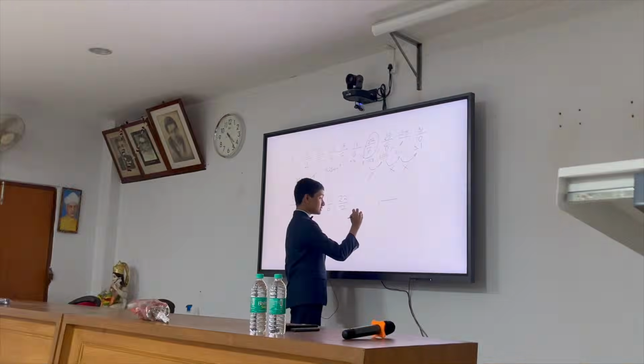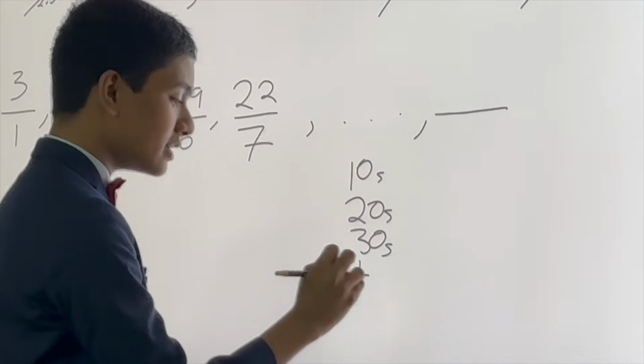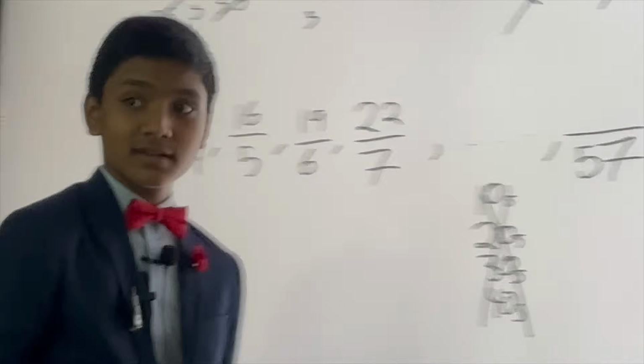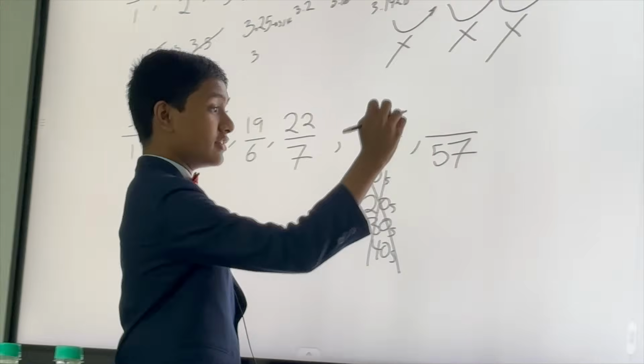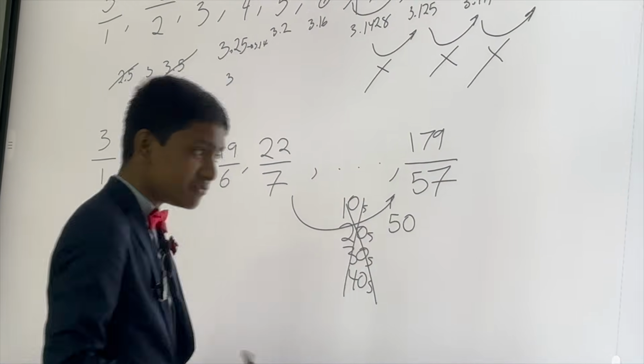Well, it turns out the correct answer is not in the 10s, not in the 20s, not in the 30s, not even in the 40s. It's, of course, 57. In fact, 179 over 57. What's the reason for this gap of 50?